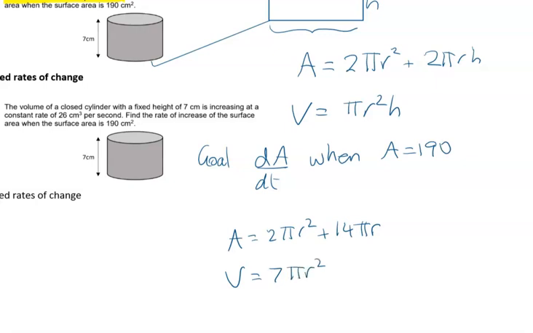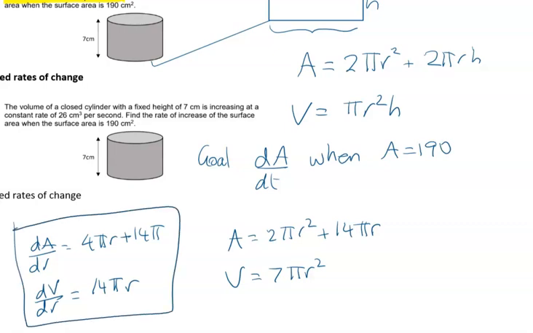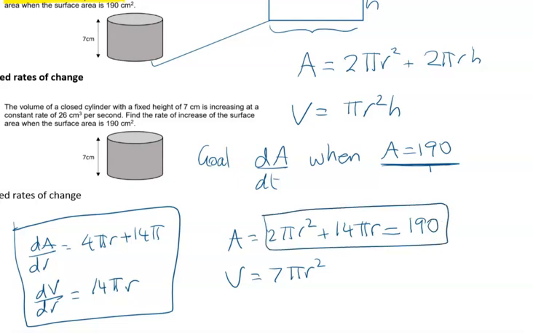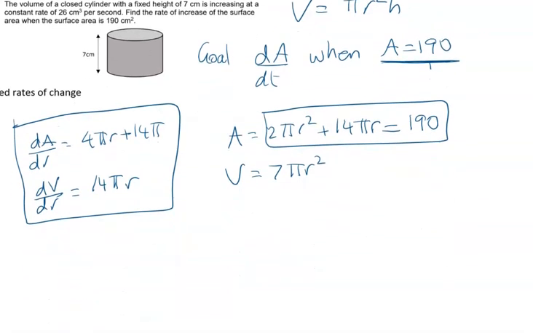So we know that we're going to be linking up all of our rates with the chain rule, so I might as well straight away differentiate and get dA by dr. dA by dr is 4 pi r plus 14 pi, and dV by dr is equal to 14 pi r. So our goal is to find dA by dt when A is equal to 190. What we're going to do is set A equal to 190 and solve this quadratic to get a value of r. Then we're going to link up the rates.